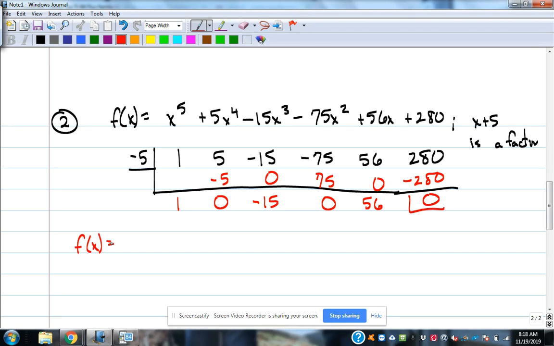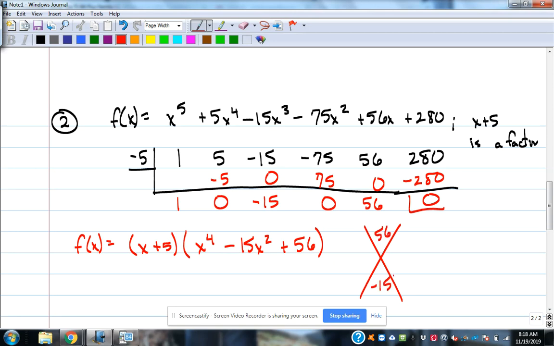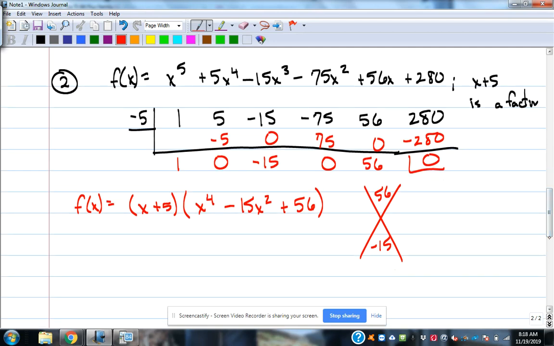It took that polynomial and factored out an x plus 5. And then what's the other part? Plus 56. All right, so we end up with a trinomial in there. And we're going to try the X method on that, see if we can get that to work. Multiply to be 56, add to be negative 15. Negative 8, negative 7, right?